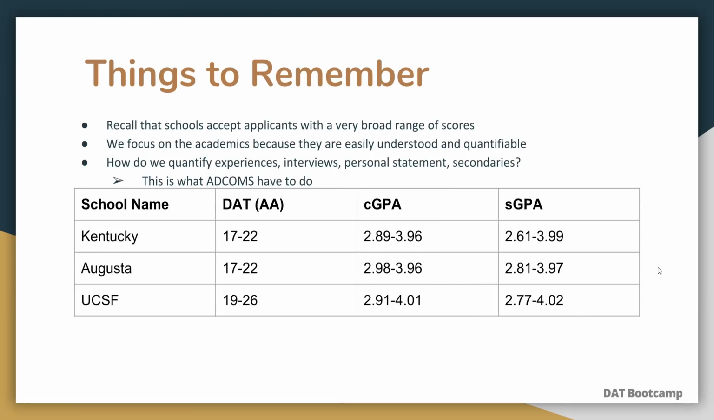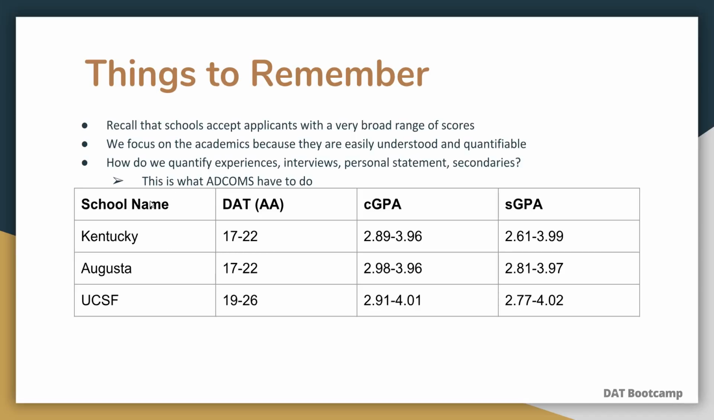Nonetheless, let's move on. So some things to remember when you're applying to schools. Recall that schools accept applicants with a very broad range of scores. Just because a school has higher academics than yours doesn't necessarily mean you're out of the running to get into those programs. So let's take a look at just 3 random schools that I picked. The University of Kentucky has the academic average from the 5th to 95th percentile as a 17 to 22. Cumulative GPAs that are sub 3.0 all the way up to almost a 4.0, and the same thing with science GPAs. As you can see, universities accept students with a very broad range of scores. So keep that in mind.